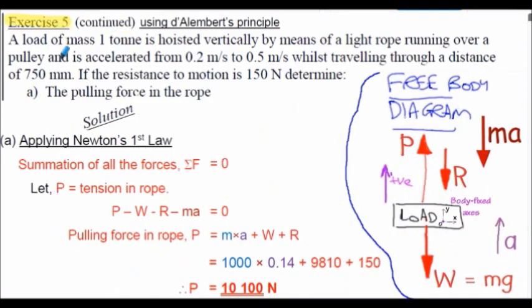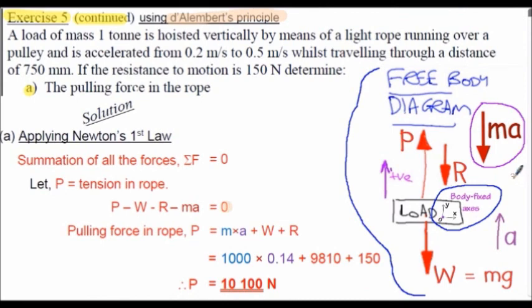Exercise 5, part A continued. We're now going to apply D'Alembert's principle on a free body diagram, with our body fixed axis to the load, and our inertial or compensating force ma. Notice it applies downwards in this case because our acceleration is upwards. So again, opposing the change in motion.